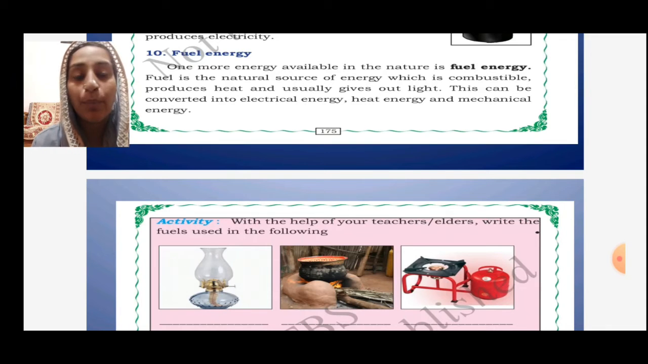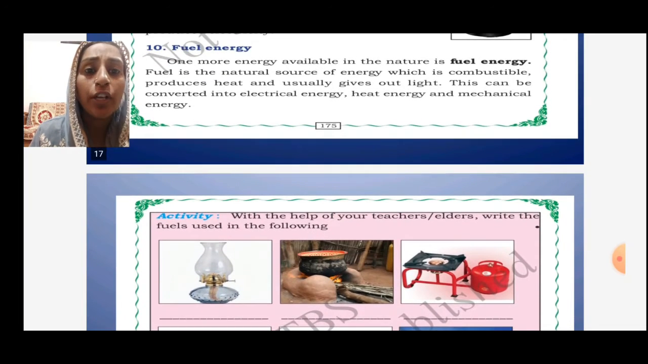Next energy we will see, that is fuel energy. Nowadays fuel is very important. Everything is with the fuel. Your vehicle works with the fuel. Your cooking is with your fuel. Whatever you use is with your fuel.